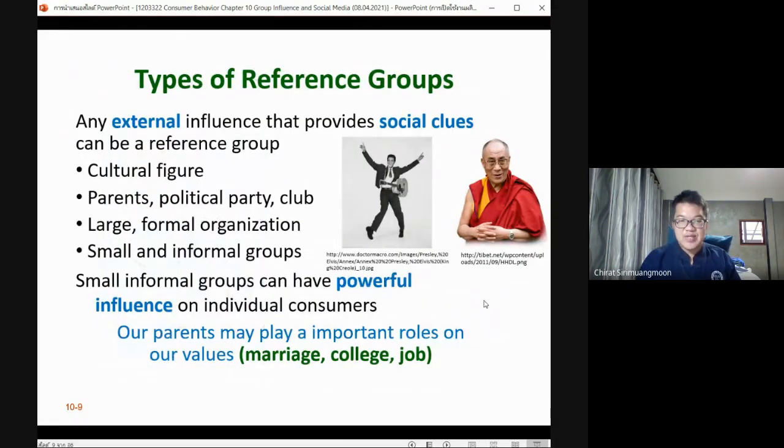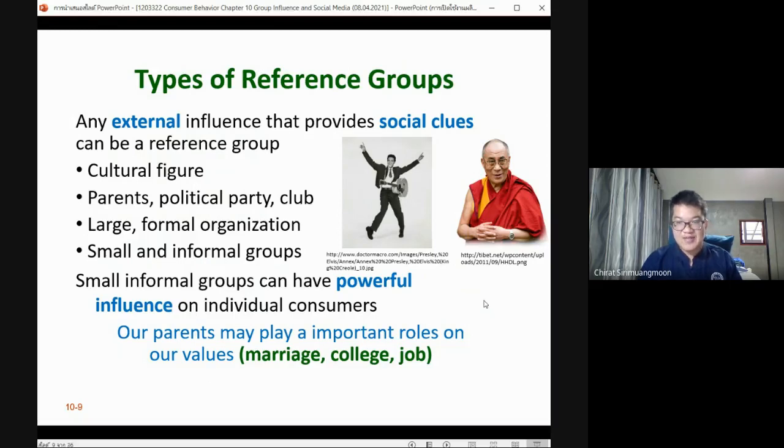Actually, the reference group can be external, not just the people around you. They can be anyone. They said any external influence that provides social cues can be a reference group as well. For example, a reference group can be cultural figures like the Buddha, Jesus Christ, the Dalai Lama, or maybe Elvis Presley, because they are linked to cultures, but this can be a real person or just imagined as well. The parents, political party, and club can be this type of reference group as well.